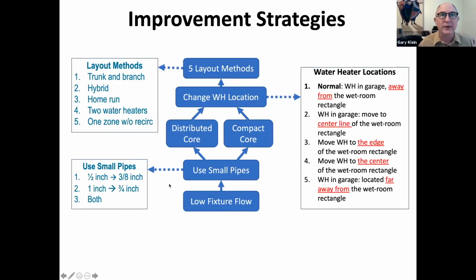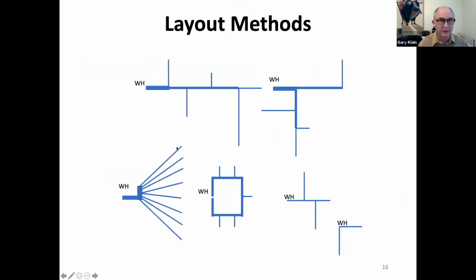All right, so we had to decide how we were going to analyze things for this research project. We picked a bunch of different layout methods. We decided we could change the water heater location. We could have a distributed water heater location, wet rooms, or compact locations in plumbing terms. We could use small pipes, and we could change flow rates. And we analyzed all of these things in our research project.